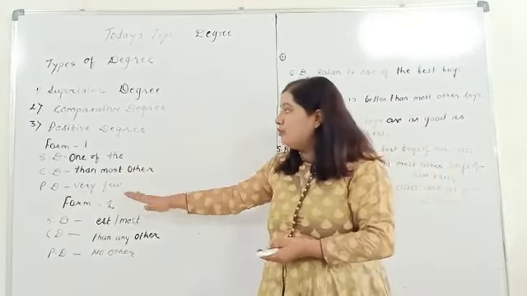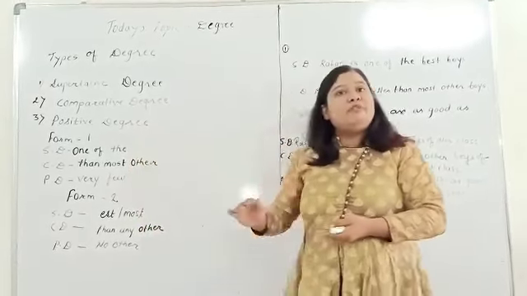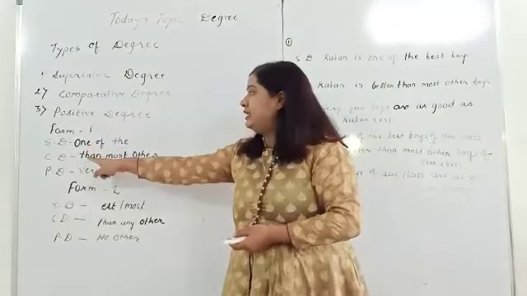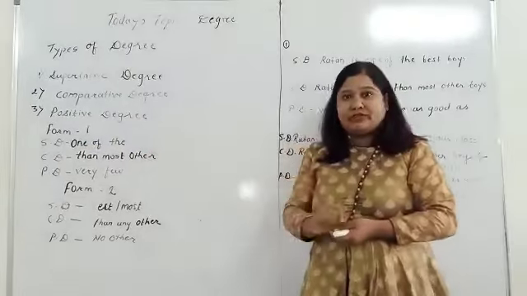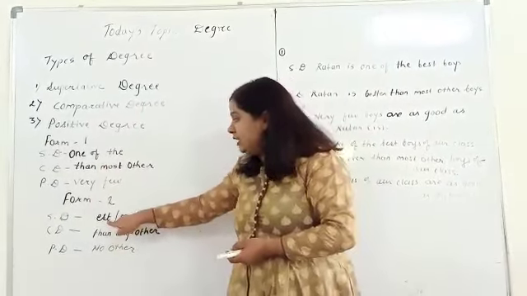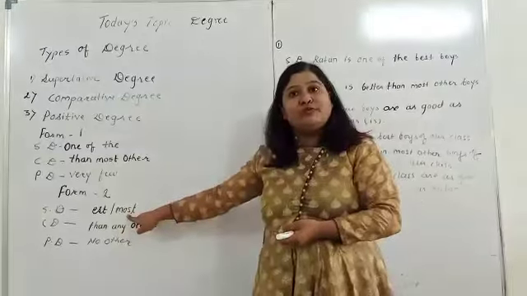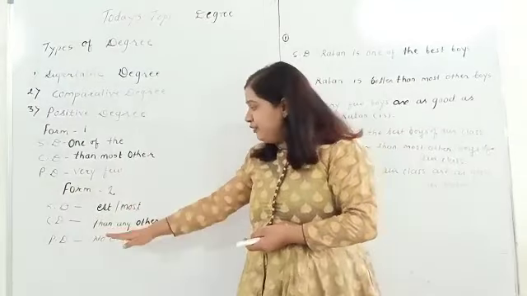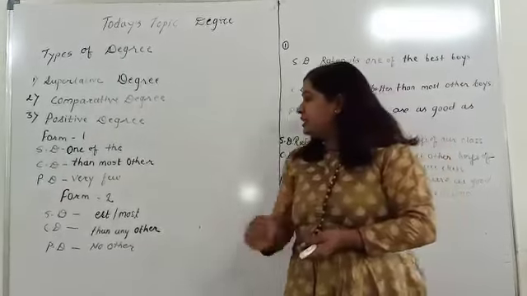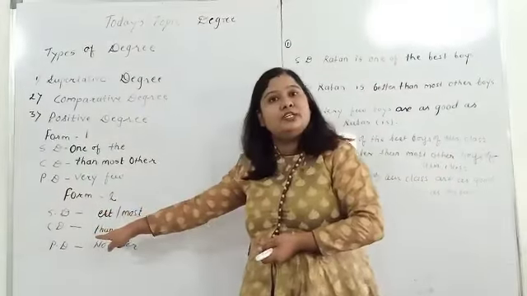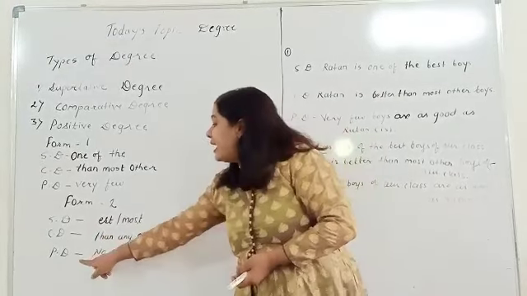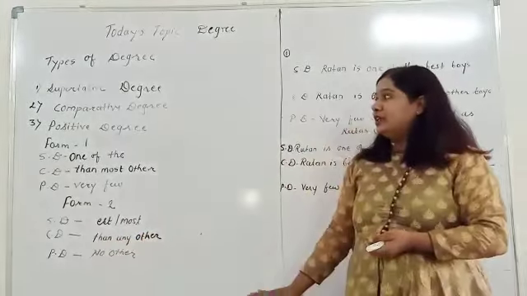Now see form 2. Compare the difference between form 1 and form 2. In superlative degree, the phrase one of the will be there in form 1. And in form 2, in superlative degree, either est or the most form of the adjective will come. And if you see est or most form of the adjective in the sentence, while transforming that sentence into comparative degree, we are supposed to take than any other, and in positive degree, no other.